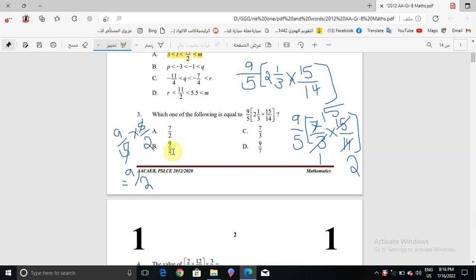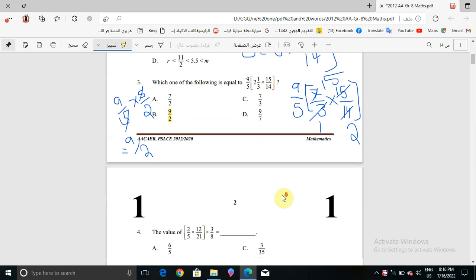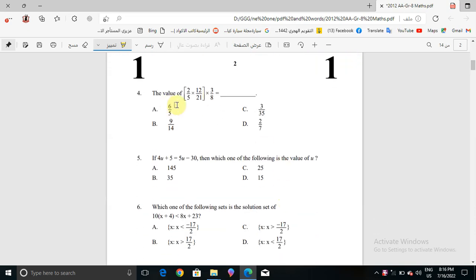Choice B. Okay, now question number 4 is asking the value of 2 over 5 times 12 over 21 times 3 over 8, right? Okay, now what we will do here, first of all we have 2 over 5 times 12 over 21, right, times 3 over 8.